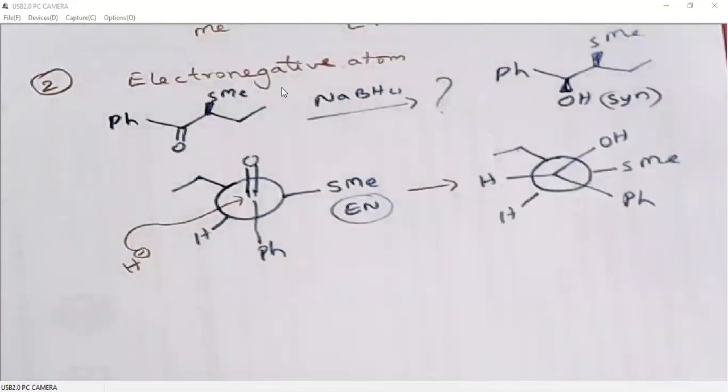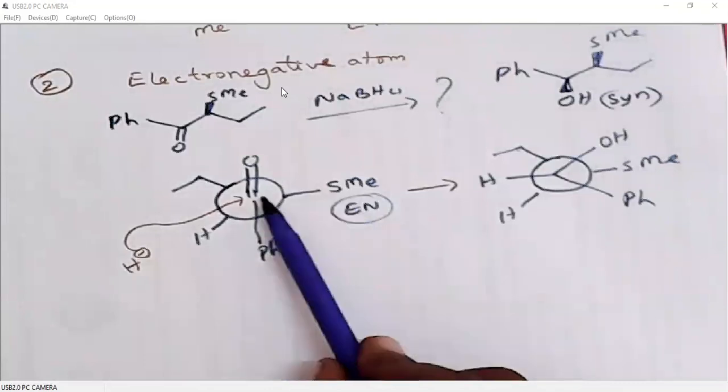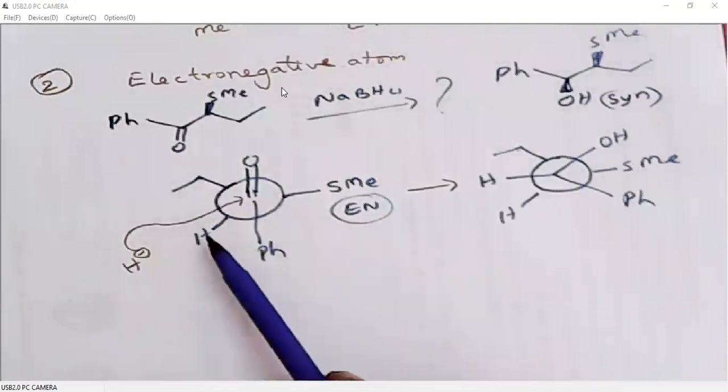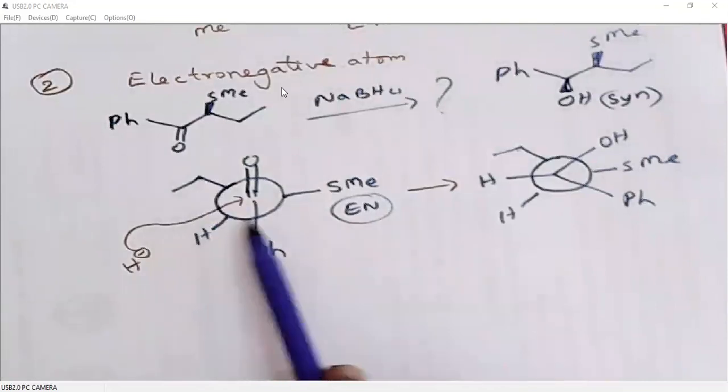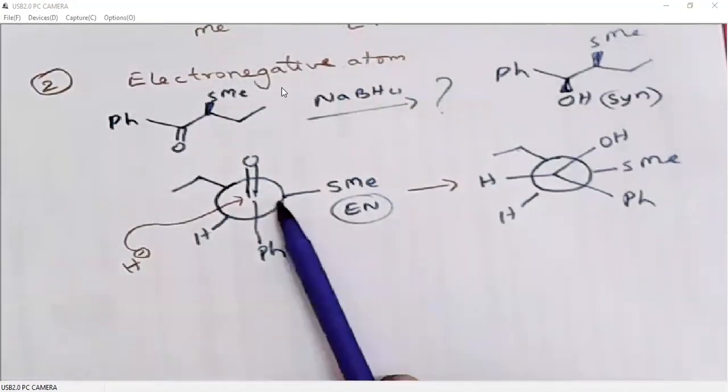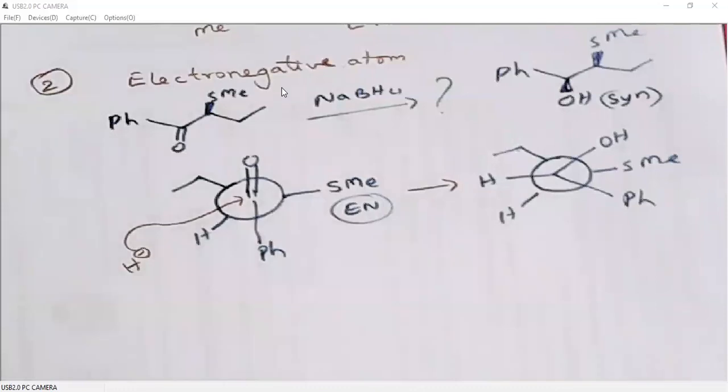Yeah, please take the notes. So this is the second variation in the Felkin-Anh model. If we have a more electronegative atom, it must be placed perpendicular to the carbonyl. Then the next large group, that means the medium-sized group, and the small-sized group. Of course, the nucleophile addition and everything are the same. Only the variation is that the electronegative atom must be placed perpendicular to the carbonyl.